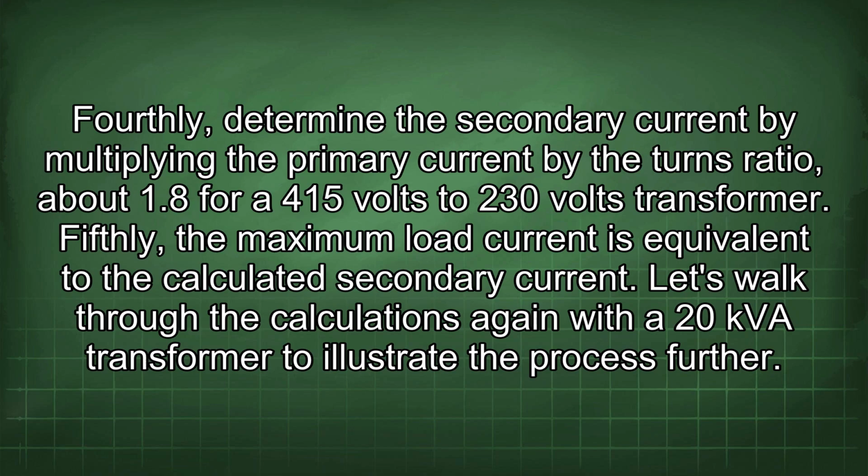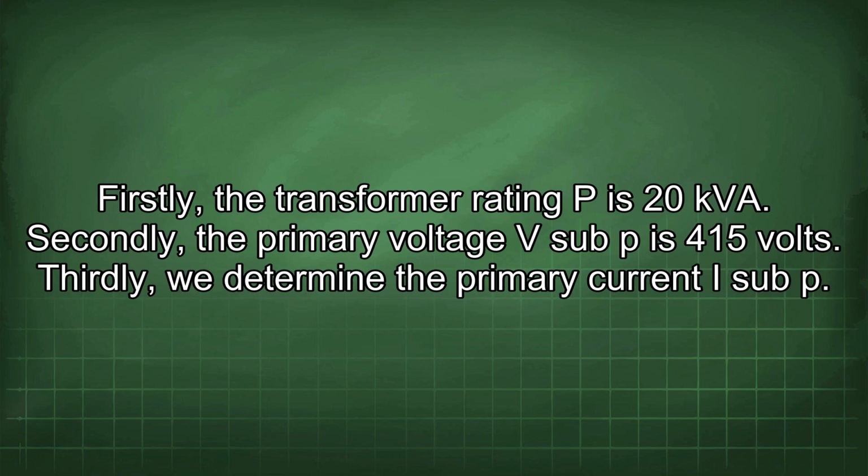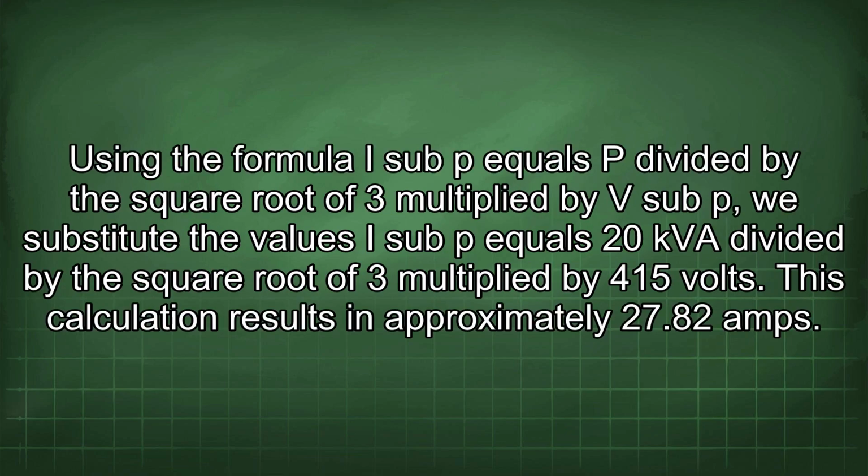Let's walk through the calculations again with a 20 kVA transformer to illustrate the process further. Firstly, the transformer rating P is 20 kVA. Secondly, the primary voltage V sub P is 415 volts. Thirdly, we determine the primary current I sub P. Using the formula I sub P equals P divided by the square root of 3 multiplied by V sub P, we substitute the values: I sub P equals 20 kVA divided by the square root of 3 multiplied by 415 volts. This calculation results in approximately 27.82 amps.